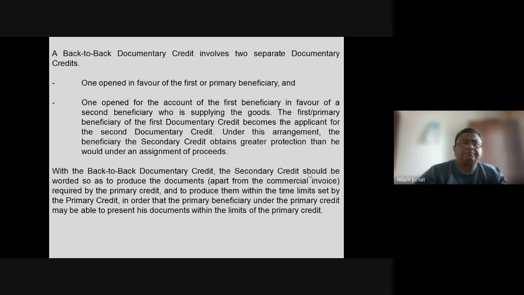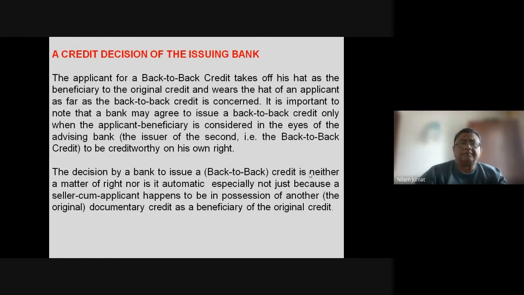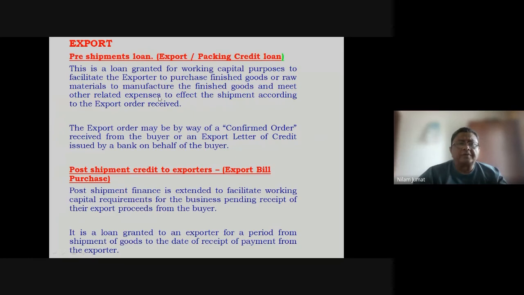Now we go to some of these loans, right? There are various loans that you can get in trade. You can get an export loan, pre-shipment loans. Pre-shipment loan means you have an export order and you want to do the shipment, so you go to a bank and ask them for a loan.